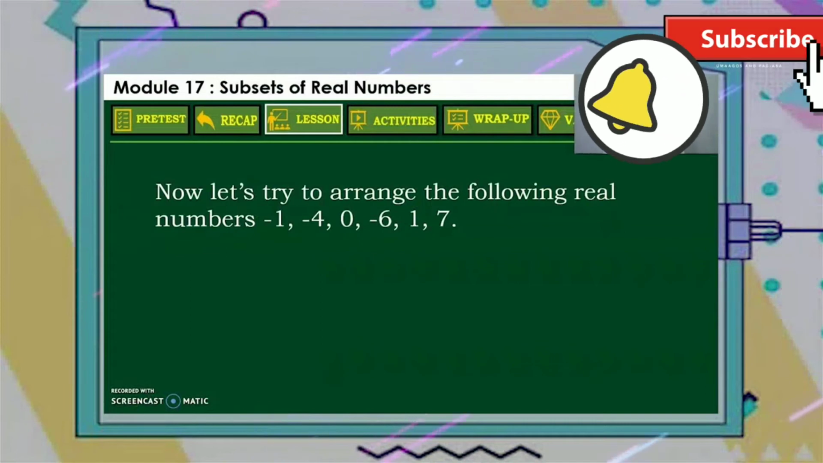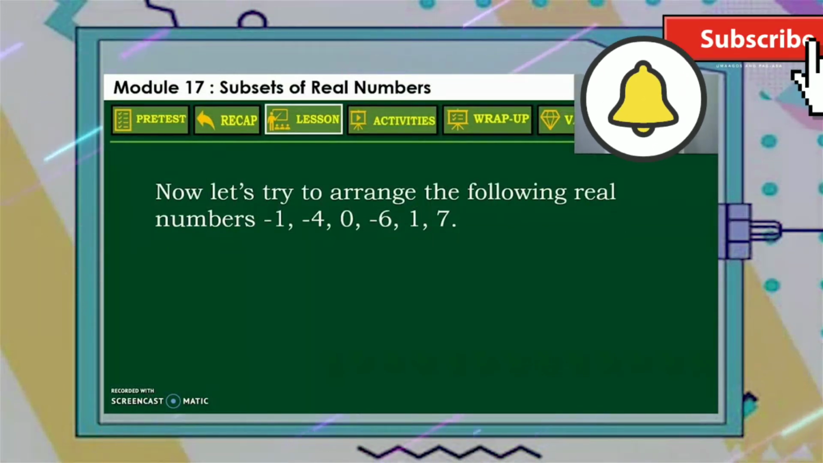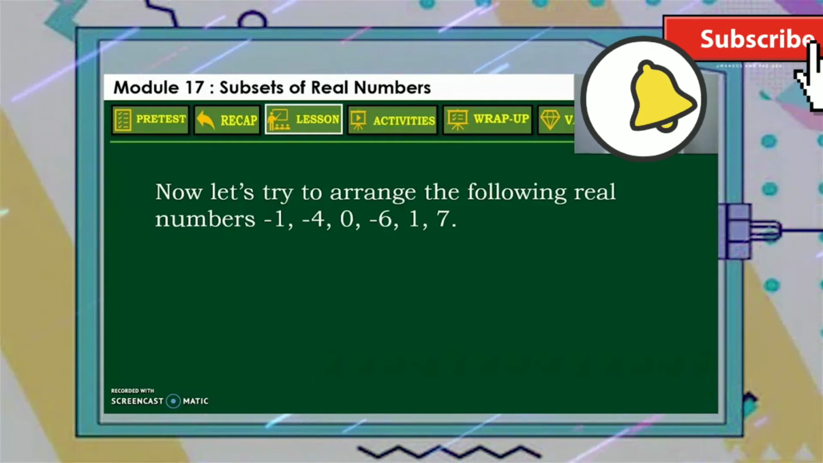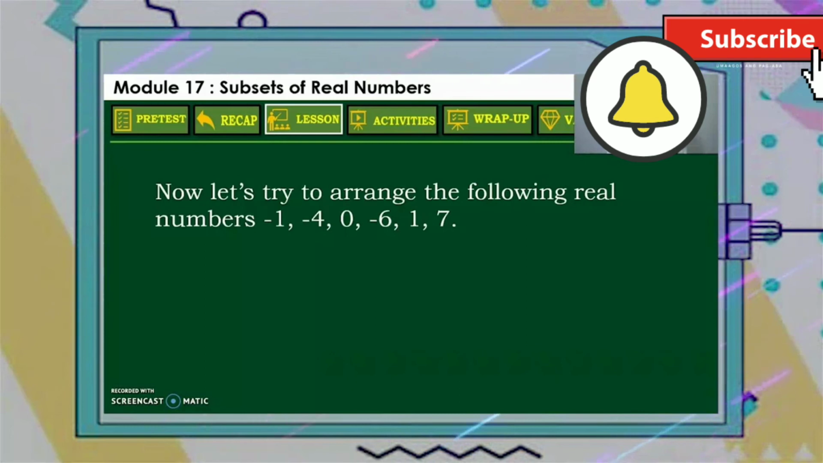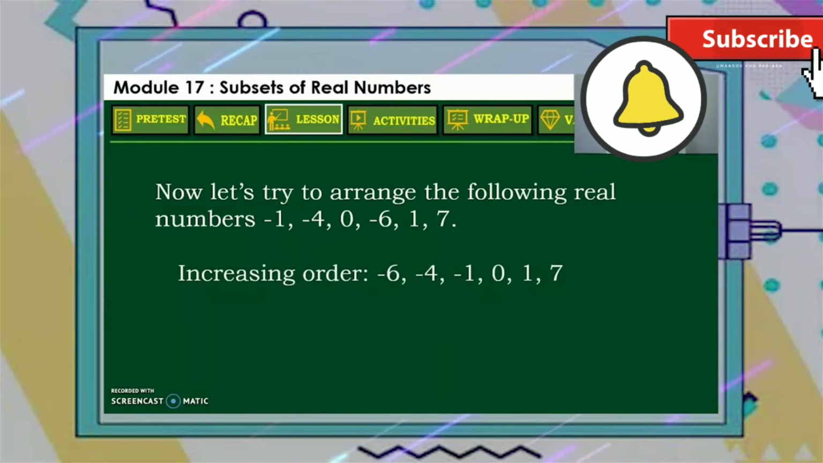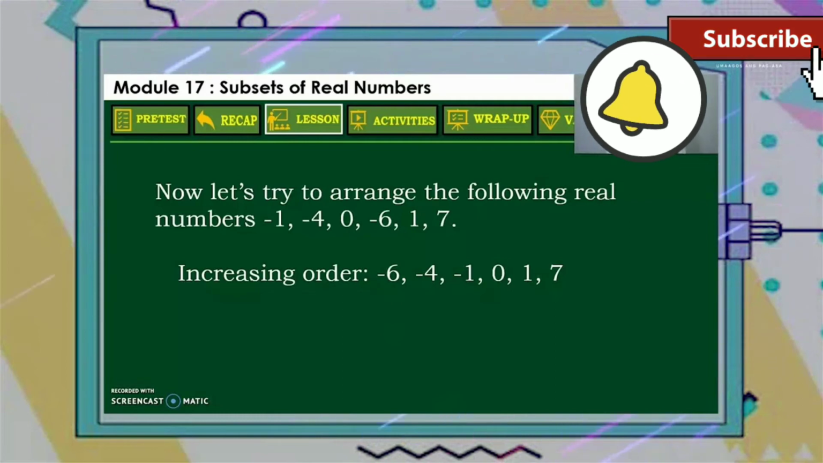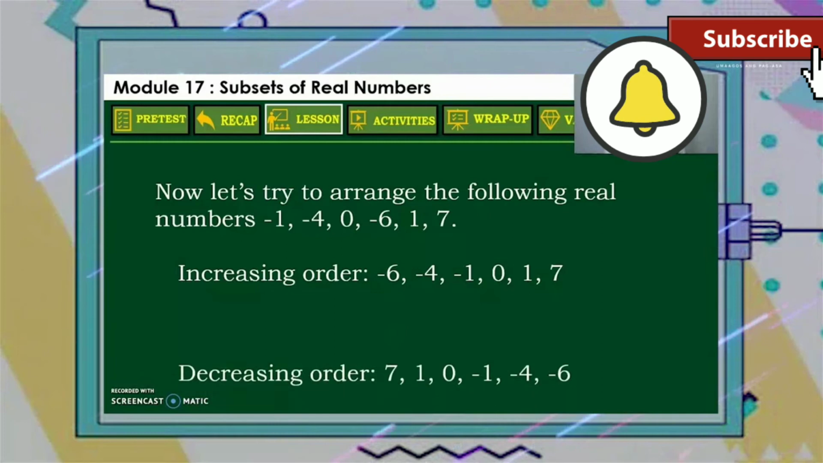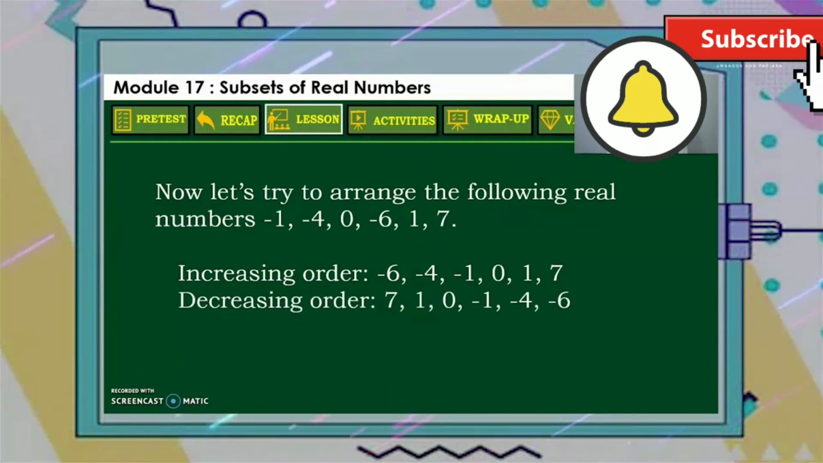Now, let's try to arrange the following real numbers. The givens are negative 1, negative 4, 0, negative 6, positive 1, and positive 7. For the increasing order, it will be negative 6, negative 4, negative 1, 0, positive 1, and positive 7. While for the decreasing order, it will be 7, 1, 0, negative 1, negative 4, and negative 6.